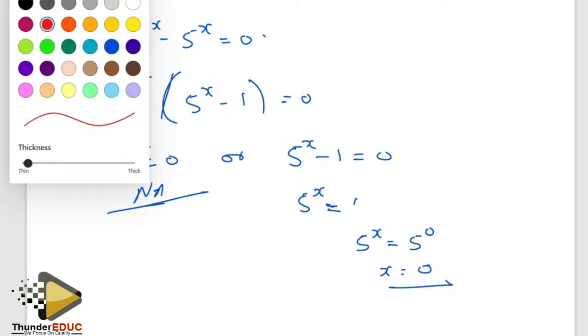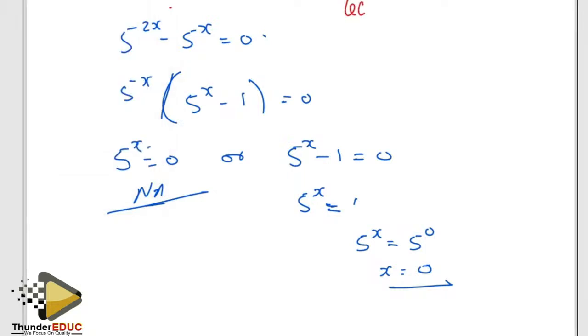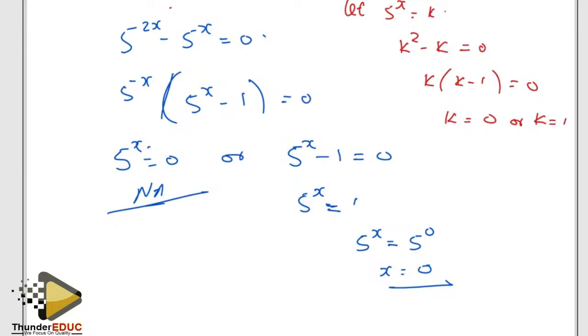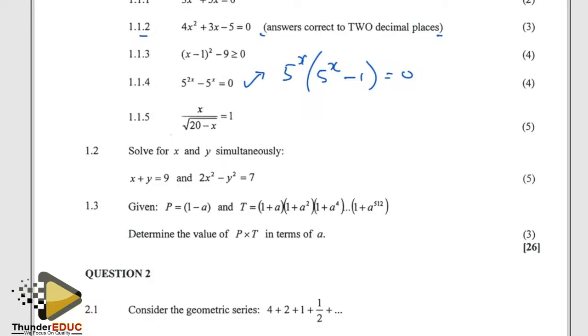Alternatively, if I'm to use the K method, someone would say, let 5 to the x be a k. So that's going to be k squared minus k is equal to 0. And then you factorize k out, you're going to be left with k minus 1 is 0. So either k is a 0 or k is a 1. And then replace the k with the 5 to the x. So 5 to the x is a 0, or 5 to the x is a 1, and then you go back to the same scenario, the same step. So we have no solution for the first part, and then in the second part, x will be a 0. All right, we move on.